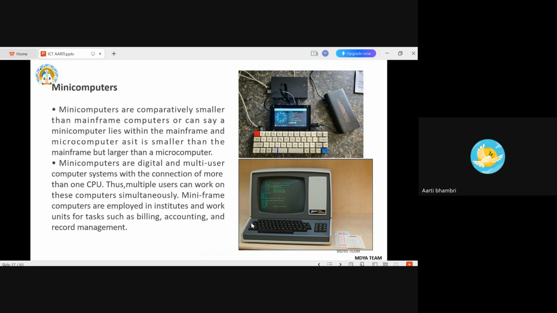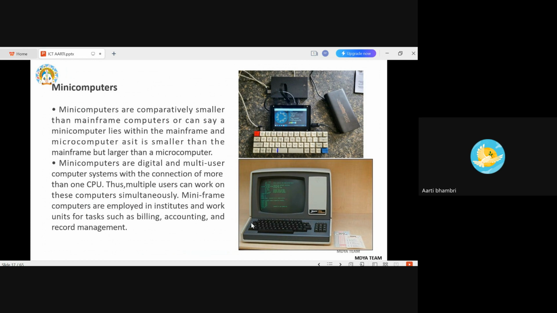The mainframe computer is larger than the mini computer, but the mini computer is larger than the microcomputer. Mini computers are digital and multi-user computer systems with the connection of more than one CPU. We can connect more than one CPU to one mini computer. All computers are digital, but in these mini computers we can connect more than one CPU. Multiple users can work on these computers.